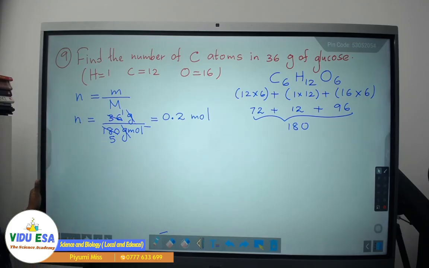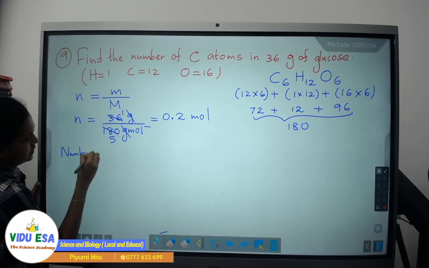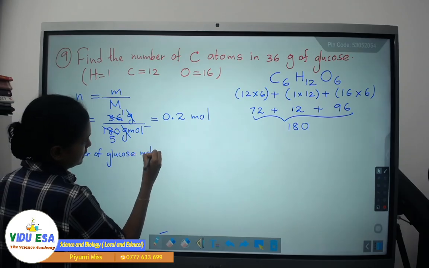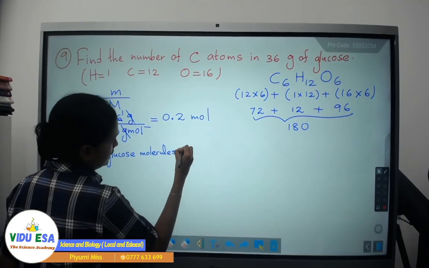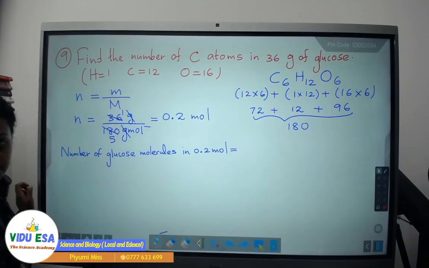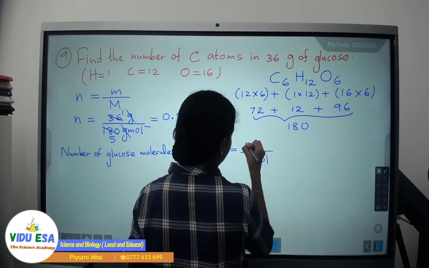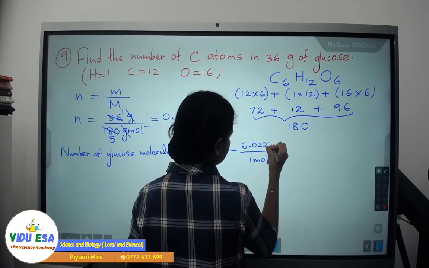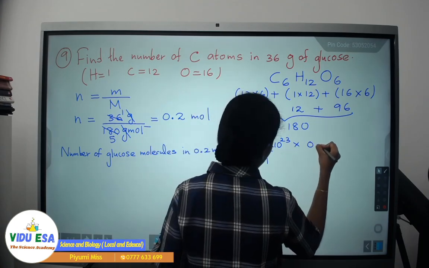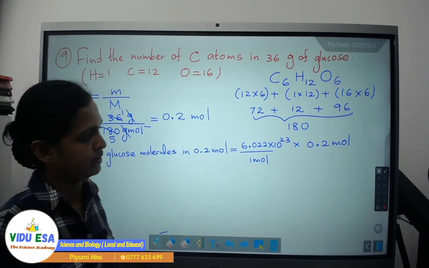There, right? So we have to find the number of glucose molecules. Number of glucose molecules in 0.2 moles. How many molecules are there? So in 1 mole, we find Avogadro constant of molecules, right? And in 0.2 moles, how many molecules are there?